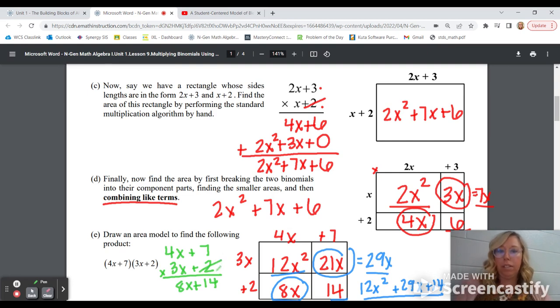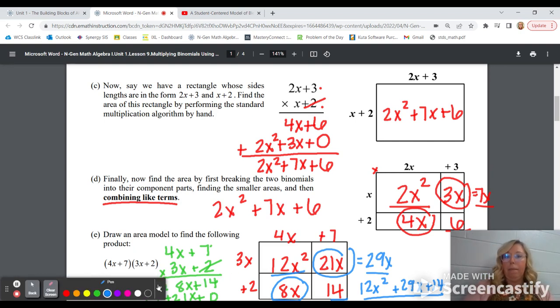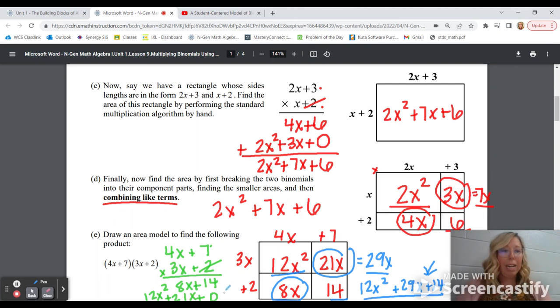We're done with the 2, so we move on, put a placeholder 0 there, and now we're switching to the 3x. 7 times 3x is 21x. That's a positive 21, so put a plus sign. And then 4x times 3x is 12x squared. So you can see we still got the 12x squared, the 8 and 21, which make 29, and 14 and 0 make 14. So we still get this same answer, just a different way to set it up.